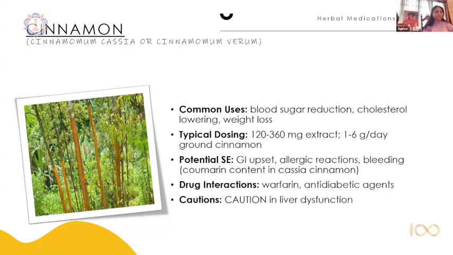So the most common use of this medication is going to be blood sugar reduction, cholesterol lowering, and also weight loss. It can upset your stomach, and you can be allergic to this. There is a rare but serious side effect of possible bleeding. There is a coumarin content in one of the types of cinnamon trees, which is the Cinnamomum cassia, and that acts kind of similar to warfarin. So drug interactions with this medication would be one, warfarin, which is a blood thinner, and then second, any anti-diabetic agent, because you're going to have the compounding effect of blood sugar lowering. And be very cautious of this herbal in liver dysfunction.